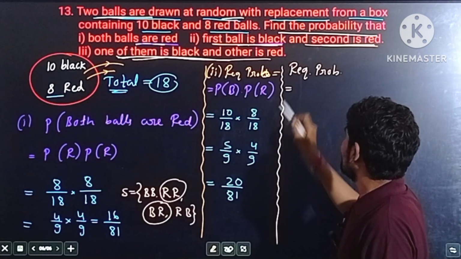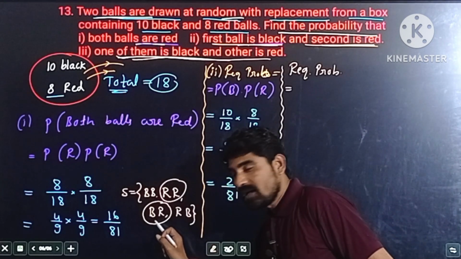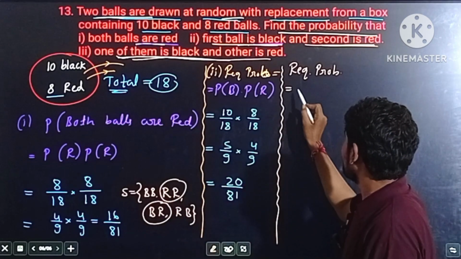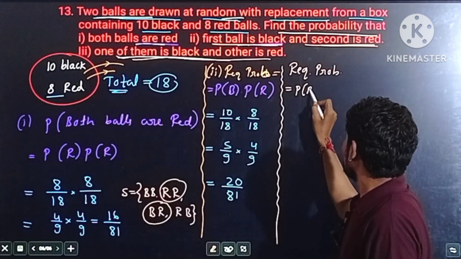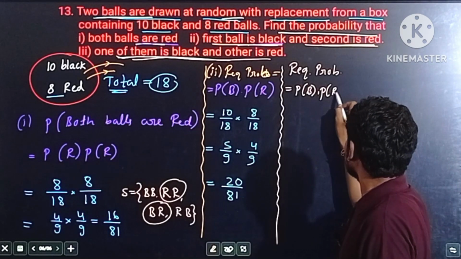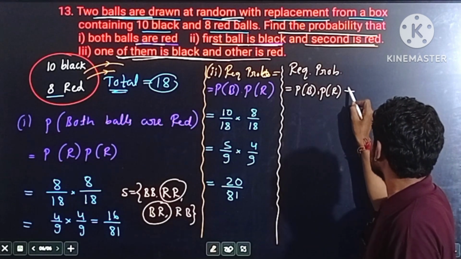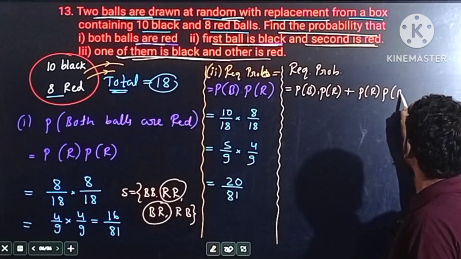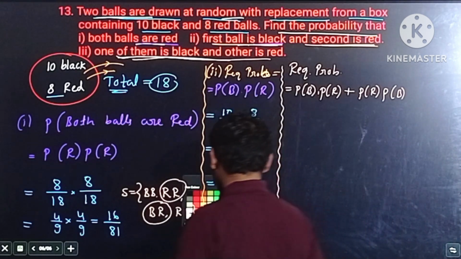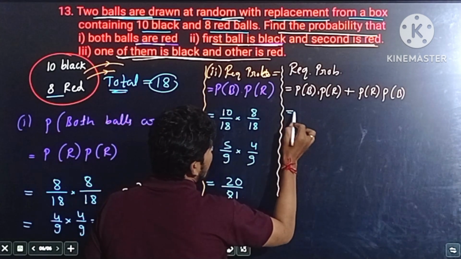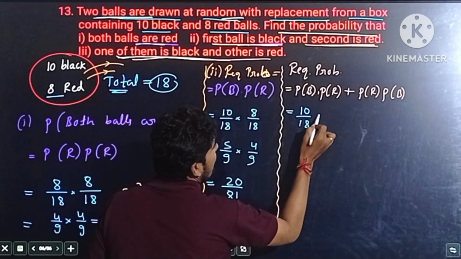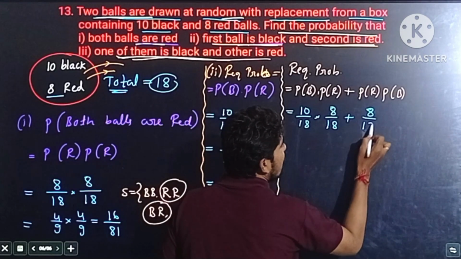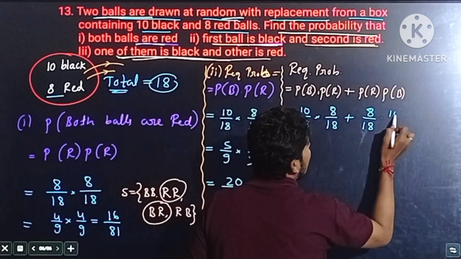So it means the required probability is either black and red, or red and black. Therefore, the required probability is equal to the probability of black and red, in the sense of the rule of sum, plus the probability of red and black. I hope all of you understood. Now see here, the probability of getting a black ball is 10 divided by 18, the probability of a red ball is 8 divided by 18, plus the probability of red, 8 divided by 18, into the probability of a black ball, 10 divided by 18.